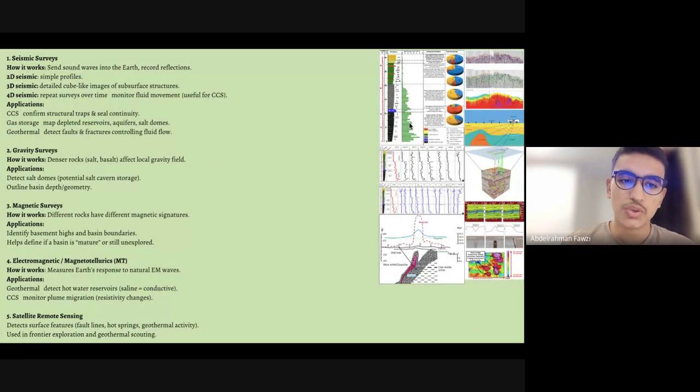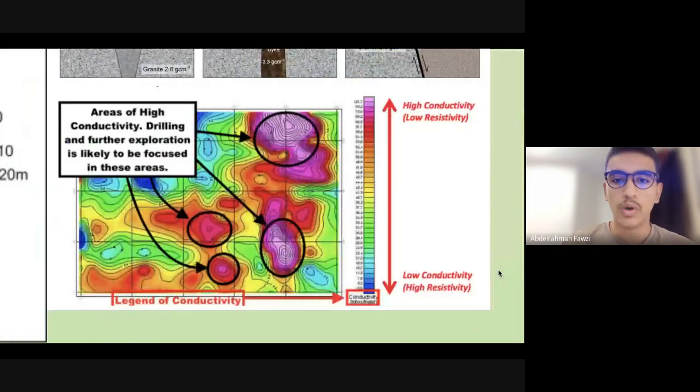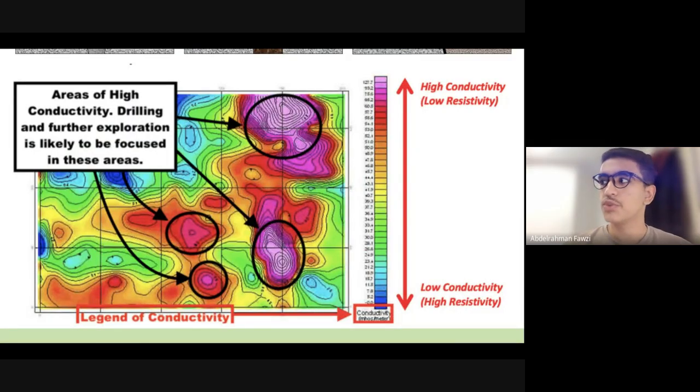So we also do electromagnetic surveying. Why do we do it? Because usually you're going to do seismics, gravity, and magnetic, but you also want to make sure that these hydrocarbons, gases, or this water actually exist, right? So we do this kind of testing because if you have water, aquifers, they are more conductive, right? If you have, for example, oil, it is basically not conductive.